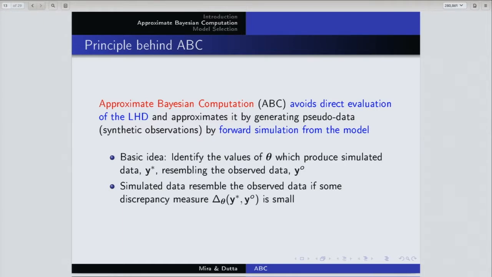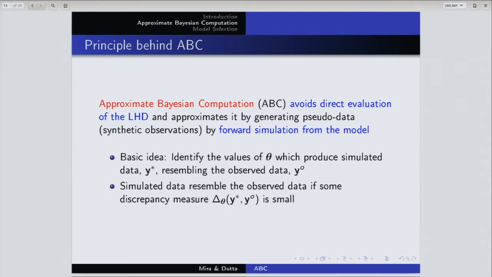ABC avoids the evaluation of the likelihood because it's too complex or computationally intensive, and uses instead the property of the model, which is the ability to forward simulate from the model given some values of the parameter. And this forward simulation, if the model is complex, we do it on the supercomputer of the CSCS, on the HPCs, and we will show you how we do that.